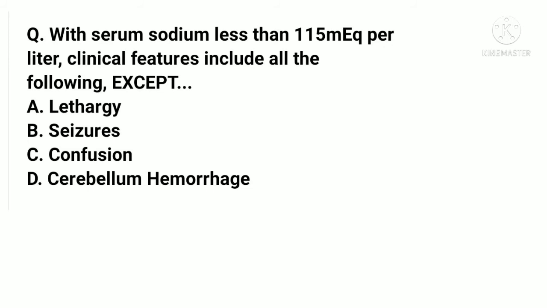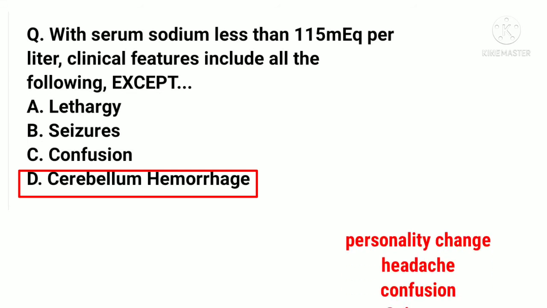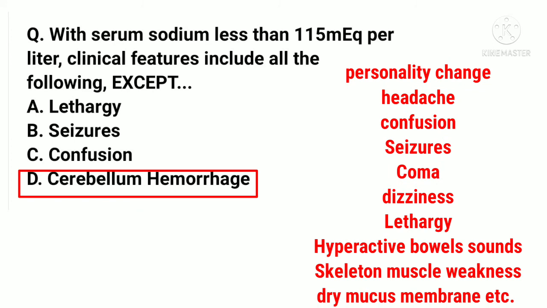With serum sodium level less than 115 milliequivalent per liter, clinical features include the following except A. Lethargy, B. Seizures, C. Confusion, D. Cerebellum hemorrhage. And the correct answer is D. Cerebellum hemorrhage. The clinical features of hyponatremia are personality change, headache, confusion, seizures, coma, dizziness, lethargy, hyperactive bowel sounds, skeletal muscle weakness, dry mucous membrane, etc.